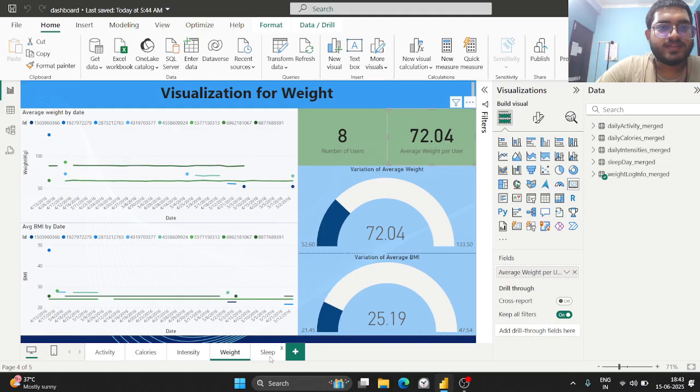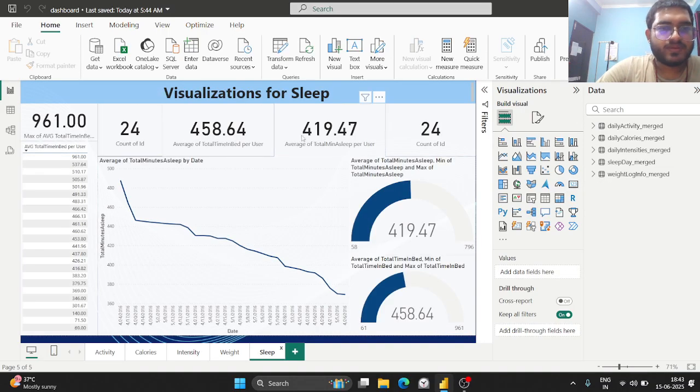Now we have the dashboard for sleep. The number of users was 24. The average of total minutes asleep per user was 419 minutes. The average of total time in bed per user was 458.64 minutes. And the max of average total time in bed was 961.